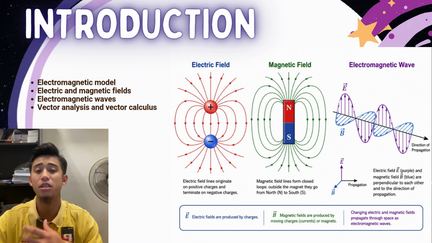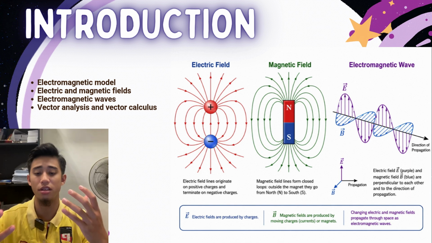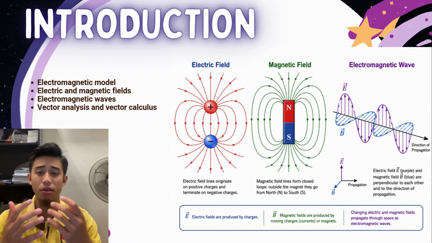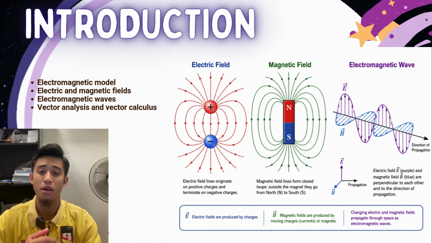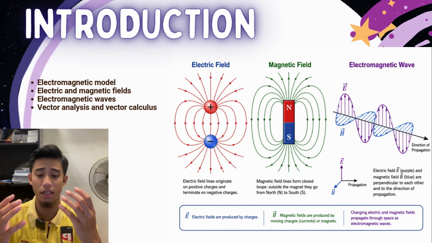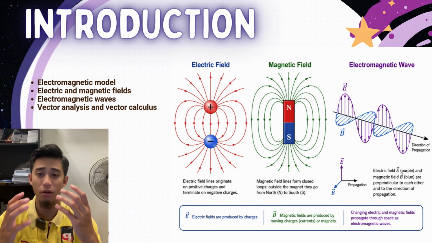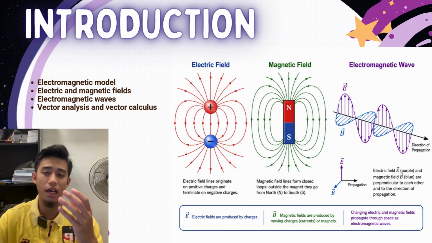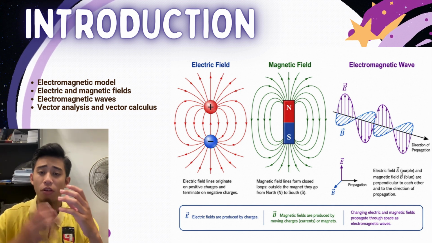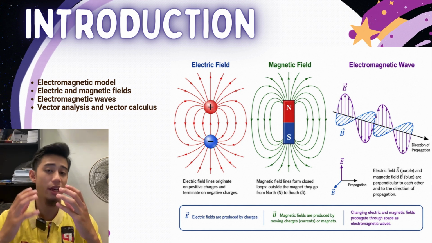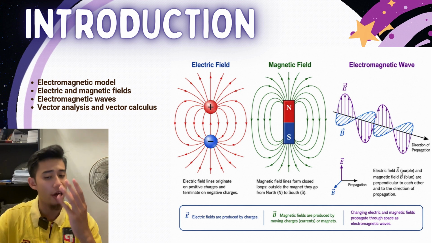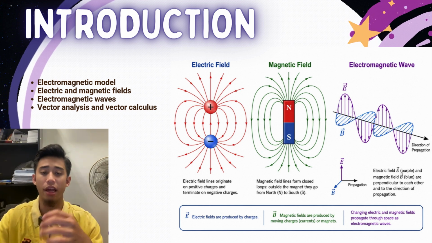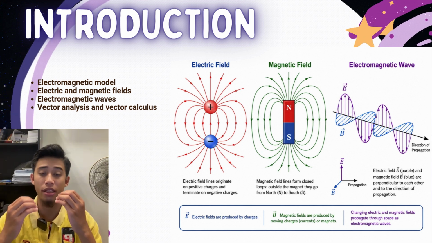Okay, for the introduction to electromagnetism and vector analysis, I will briefly present the basic concepts of electromagnetism and vector analysis. These topics are closely connected because electromagnetic quantities such as electric and magnetic fields have both magnitude and direction. Therefore, vectors and vector calculus are important tools for describing and analyzing electromagnetic phenomena.